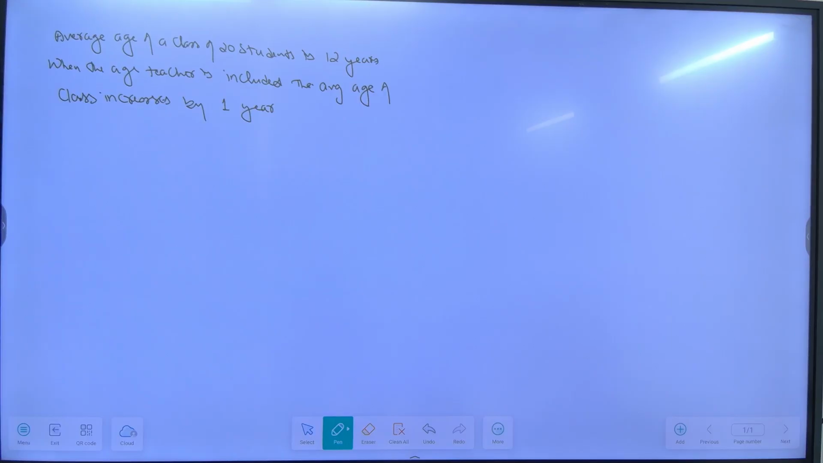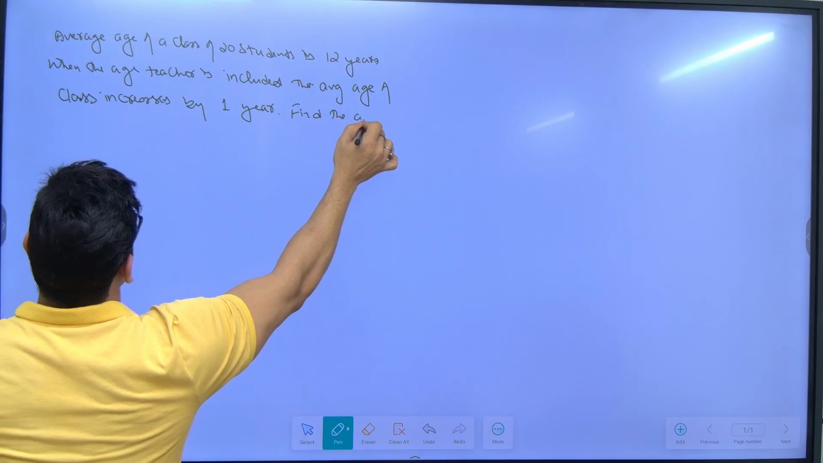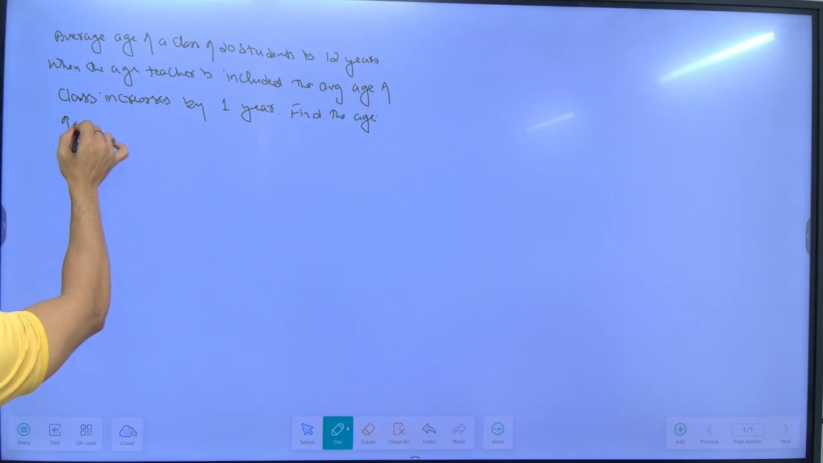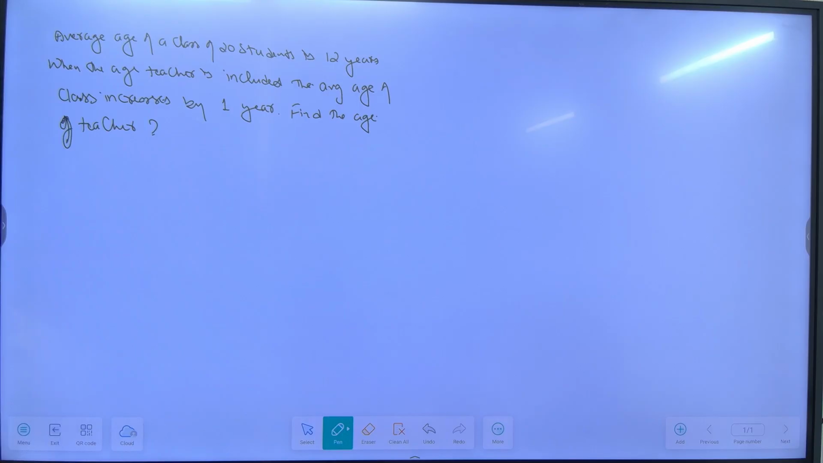Right? So initially, there is a class which has 20 students and the average age is 12 years. When you include the age of the teacher, the average increases by 1 year. So initially it was 12 years, now it will become 13 years. Find the age of the teacher. The equation method is what we have been very used to since school days.